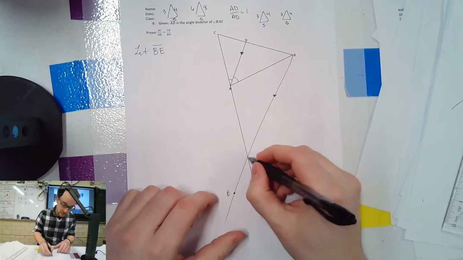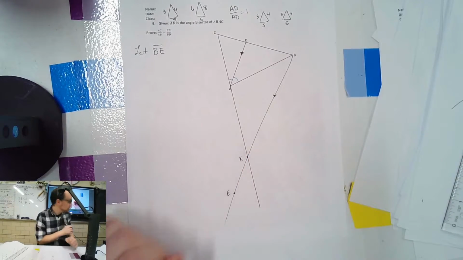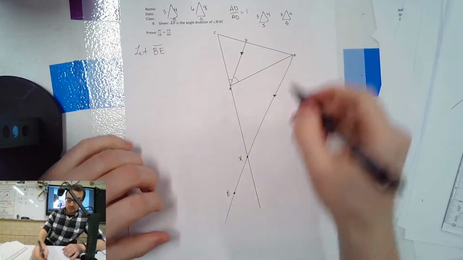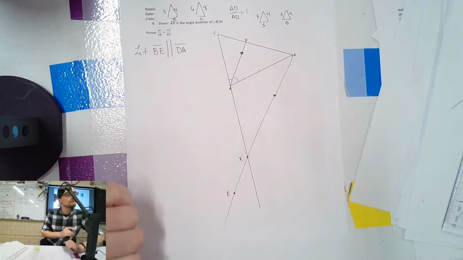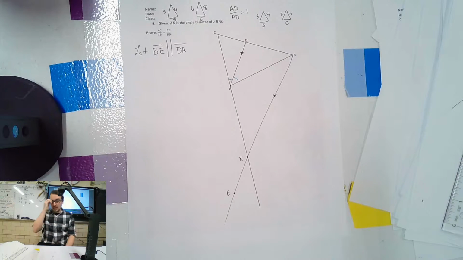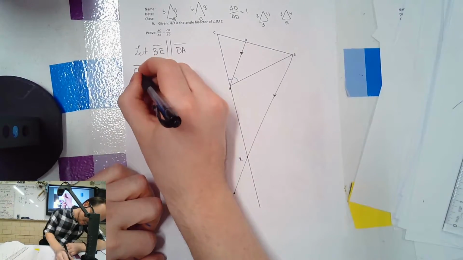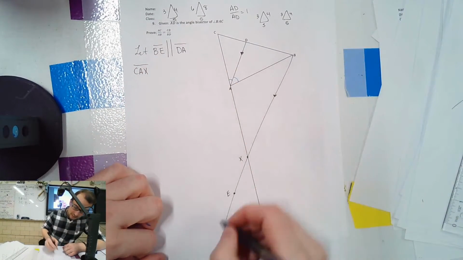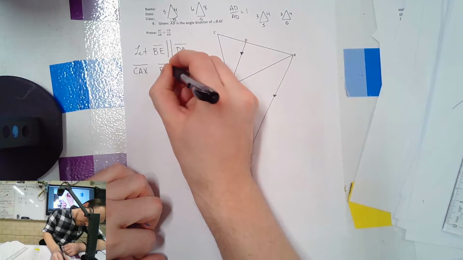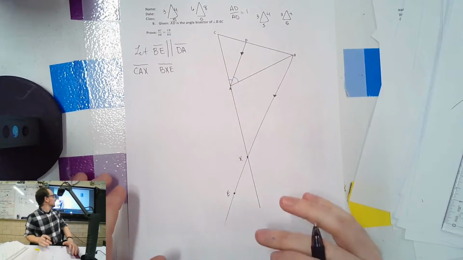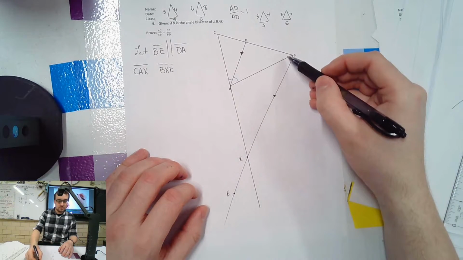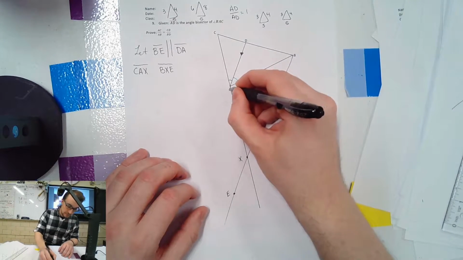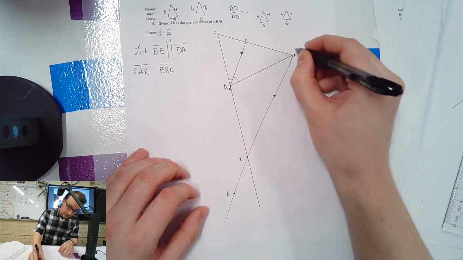Okay, so we're going to extend this line. Let's call it X for intersection. So we're going to say let there be BE parallel to DA, right? Parallel to DA. And let's extend CA to X. So let CAX exist and BXE. I'm going to zoom in in a second, okay? So what I did is I created this parallel. There's an A here and a B here that I need to rewrite for later.